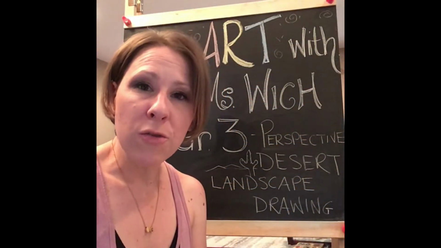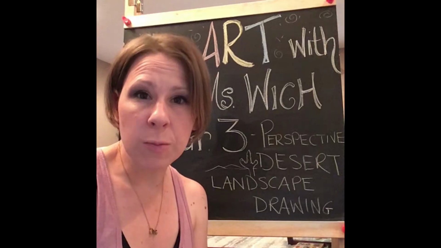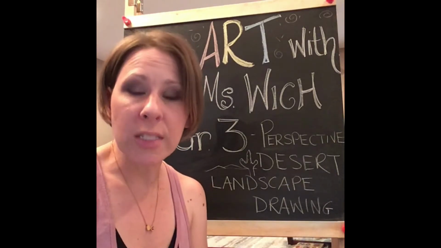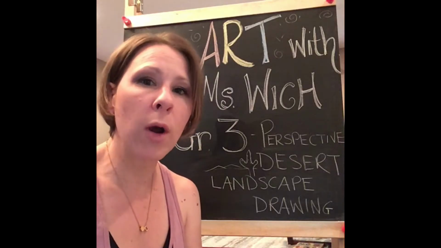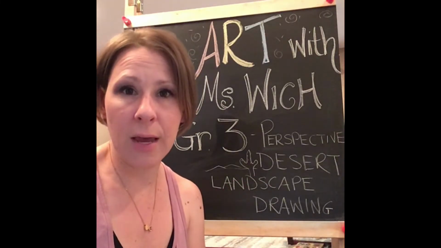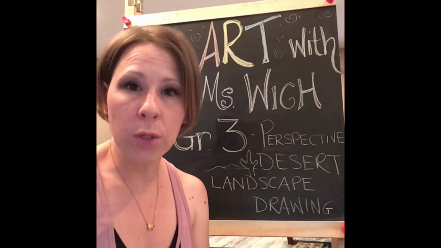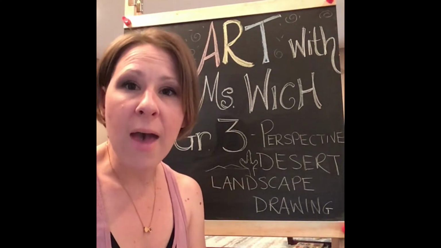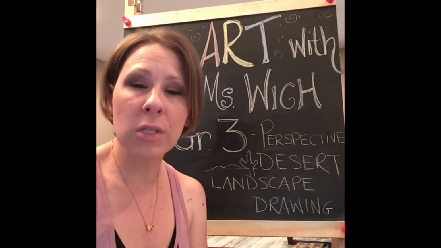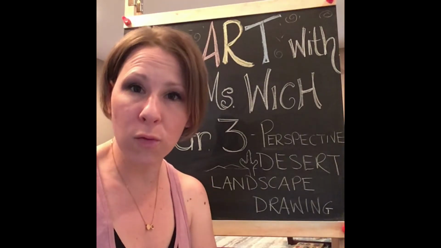Okay, so now that you've finished your review of the space perspective drawing tricks, the six tricks that I taught you, we're gonna take those tricks and put them into our landscape picture. We're gonna be making a picture of a desert landscape. I'm gonna start off by showing you some pictures of the desert, and then when we draw this together, you're gonna see how we use these tricks to make our picture look more real.